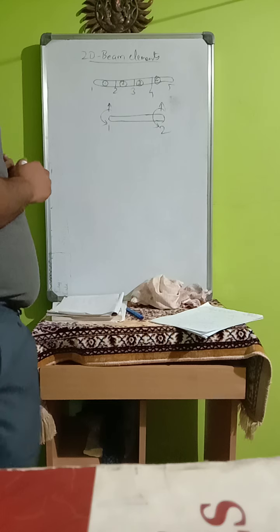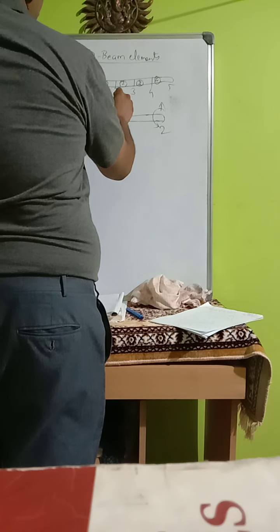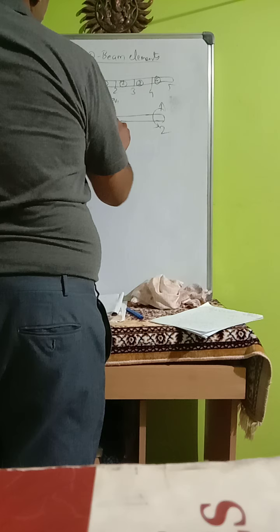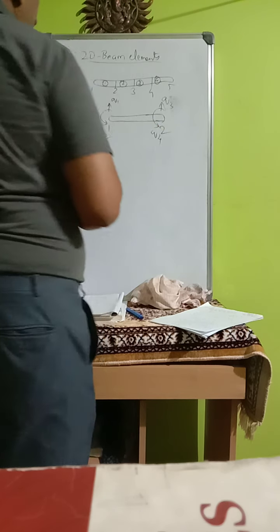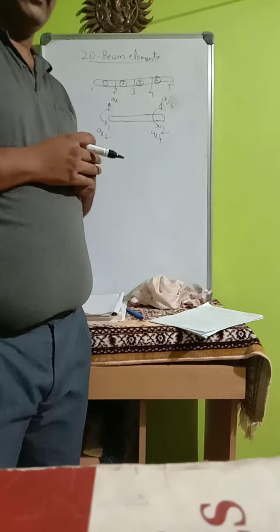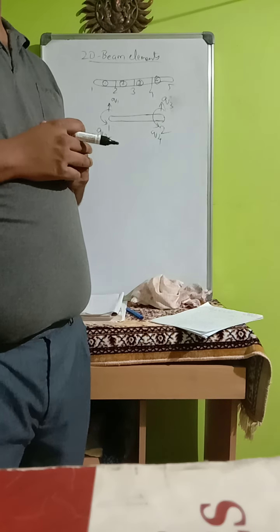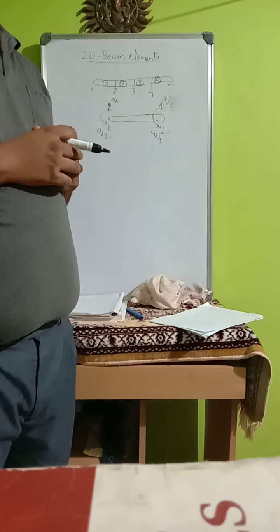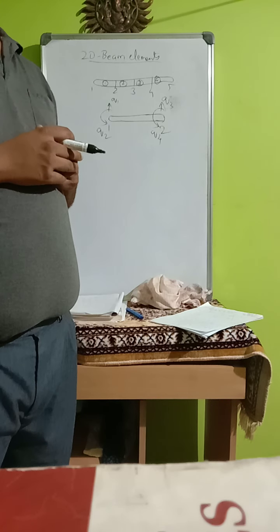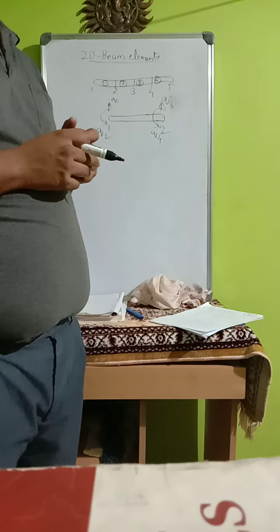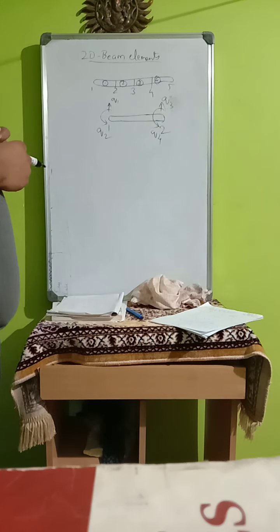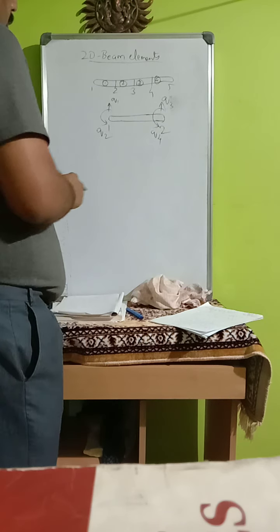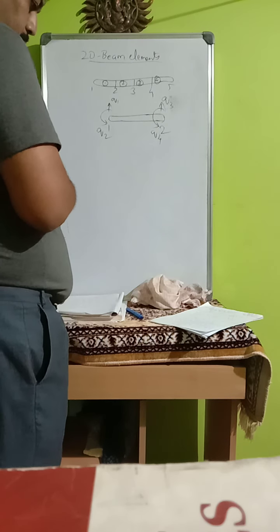If we call them Q1, Q2, Q3, and Q4, so in each node we have 2 degrees of freedom, and totally we have 4 displacement components. Out of that, 2 are transverse displacements and the other 2 are the rotations. So this is a beam element.